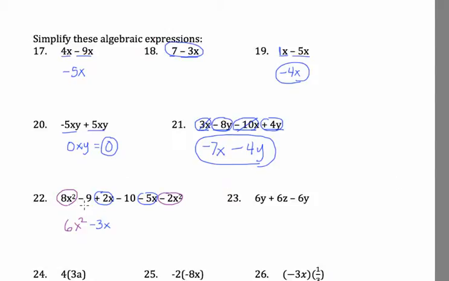And then last is our constant terms. That's the numbers that are all by themselves. So negative 9 and negative 10. Think money. You lose 9, then you lose 10, you're 19 in the hole. So that's my answer.